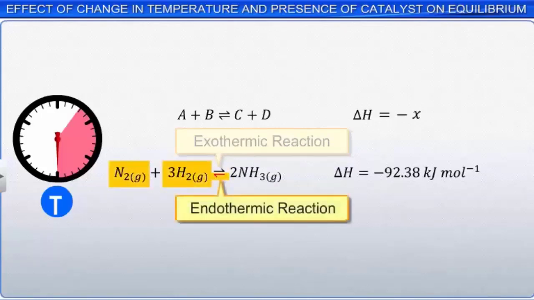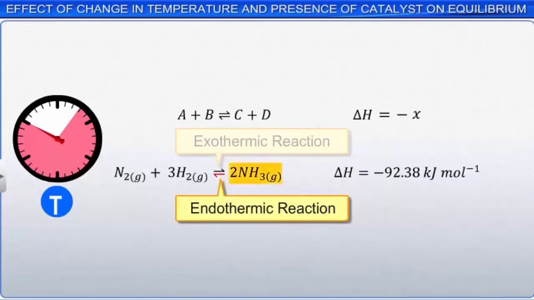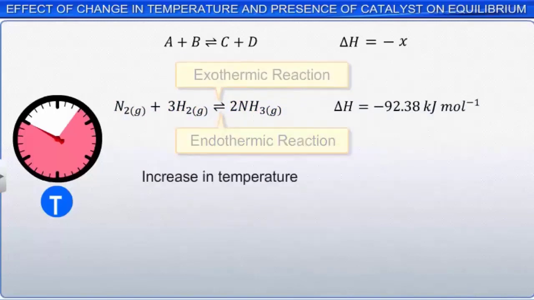According to Le Chatelier's principle, raising the temperature shifts the equilibrium in the direction in which the heat is absorbed. It implies that endothermic reaction is favored. So, ammonia absorbs the heat to dissociate into nitrogen and hydrogen. Hence, on increasing the temperature, the rate of backward reaction increases, or the rate constant for backward reaction, Kb, increases.